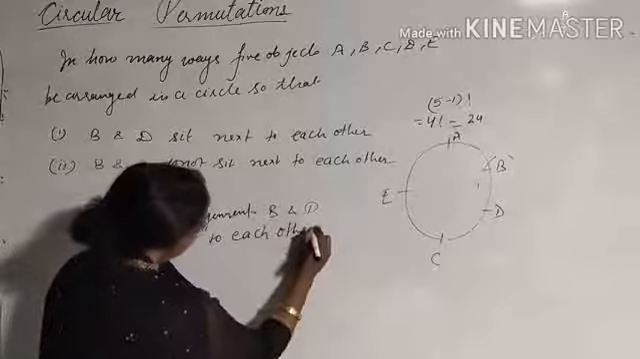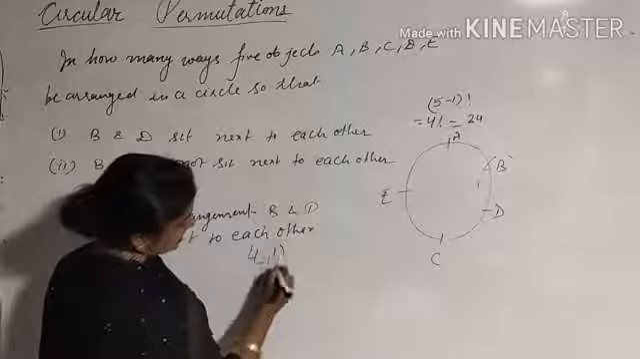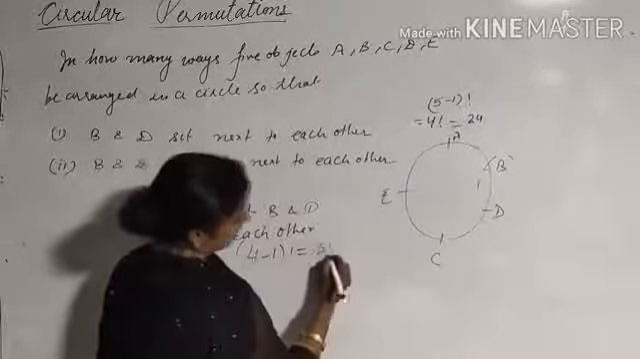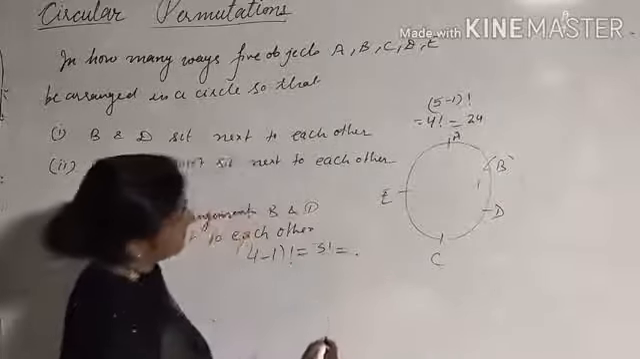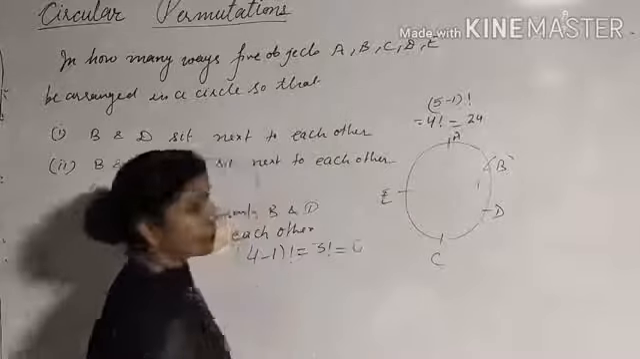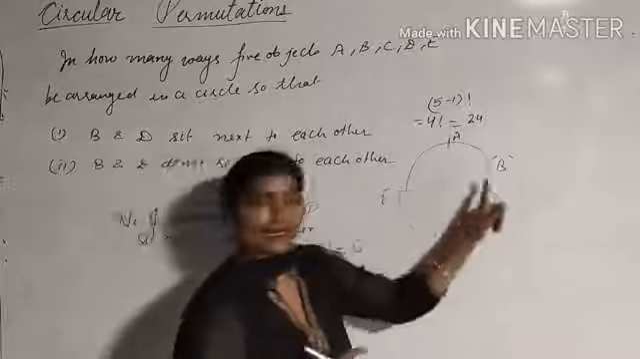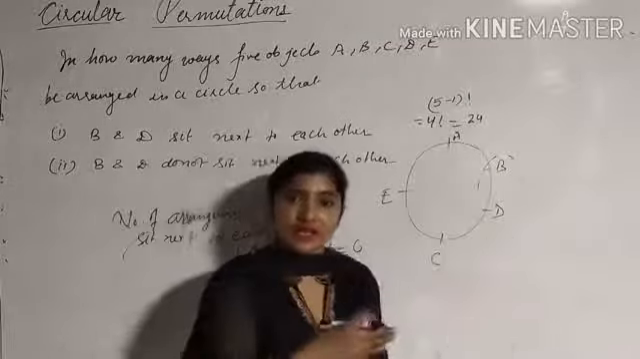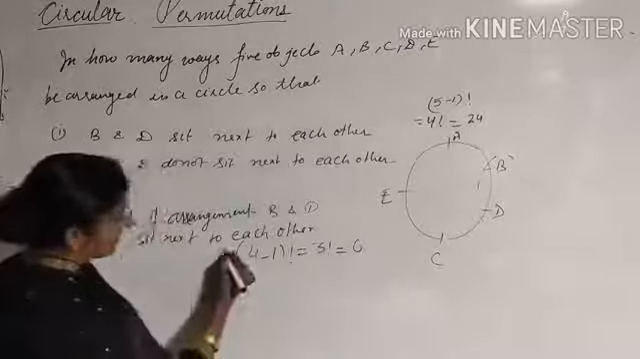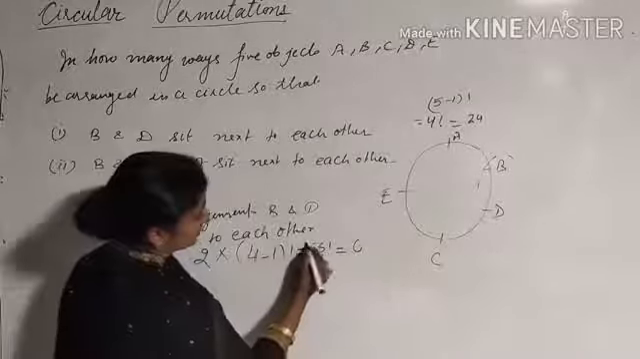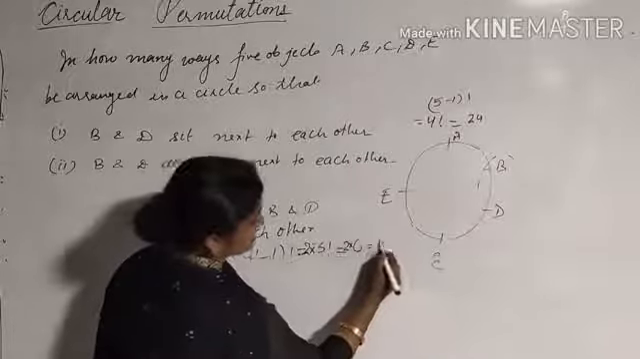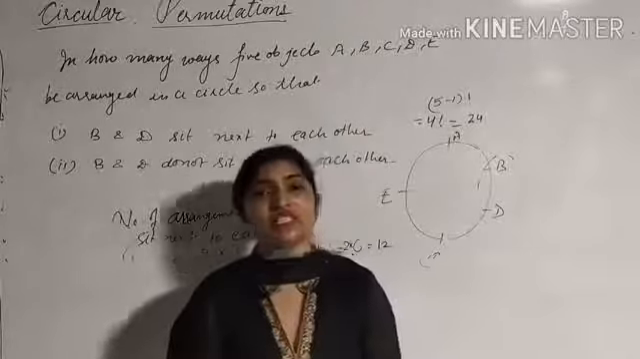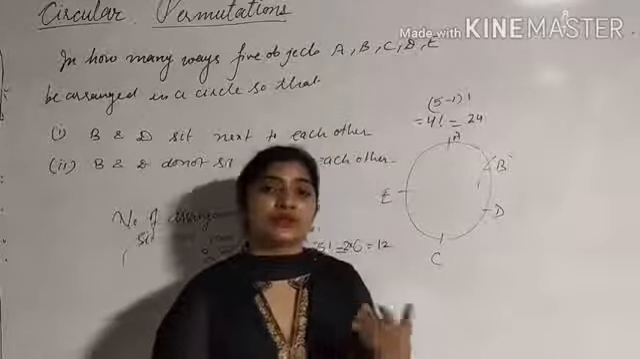is, as they have to sit around the circle, 4 minus 1 factorial. So this is 3 factorial, 6. But you know, B and D can arrange themselves in 2 ways. Either B comes first or D comes first. So we have to multiply the number of arrangements by 2. So this is 12. So there are 12 arrangements in which B and D sit next to each other.